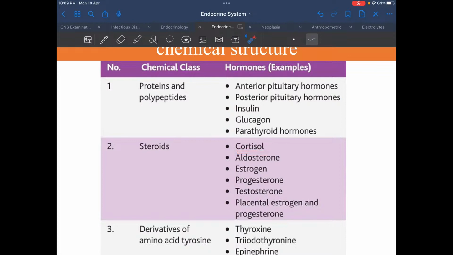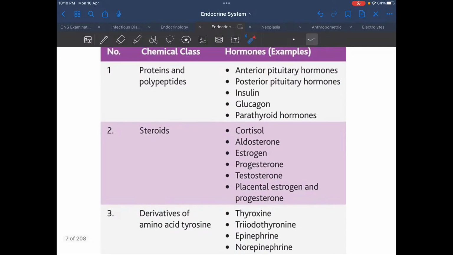We can have cortisol being released from the zona fasciculata. We can have aldosterone being released from the zona glomerulosa. We can have estrogen and progesterone getting released, right? We can have testosterone being produced, and we can also have your placental estrogen and progesterone. So these are all steroids.